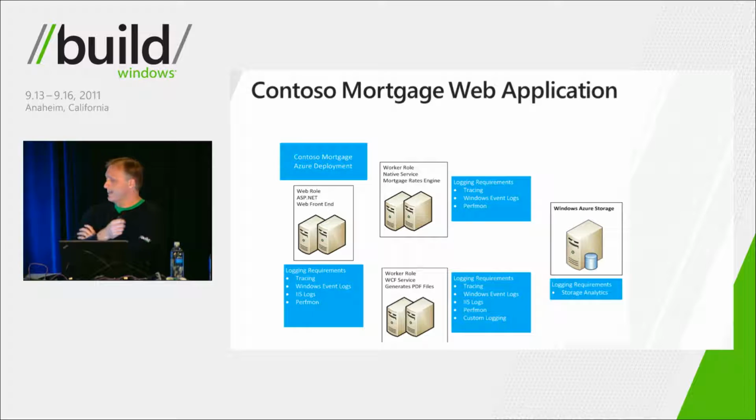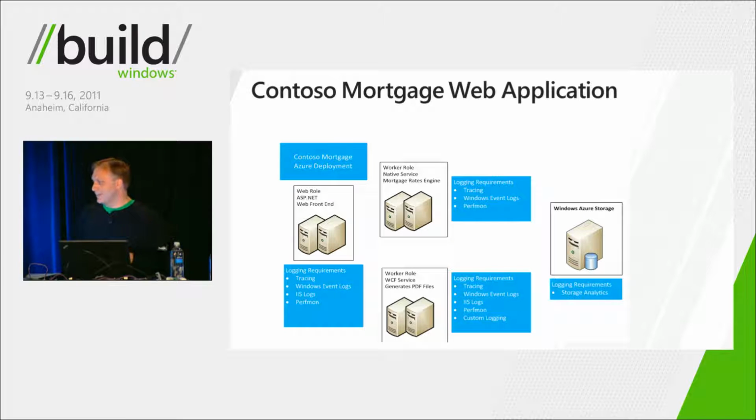So I have a sample application called, in this deck it's Contoso Mortgage. It's actually Woodgrove Mortgage. But in this example, we basically have 3 roles. We have a web role, ASP.NET front end, that has some logging requirements: tracing, Windows event logs, IIS logs, and perfmon. We have a couple other roles.